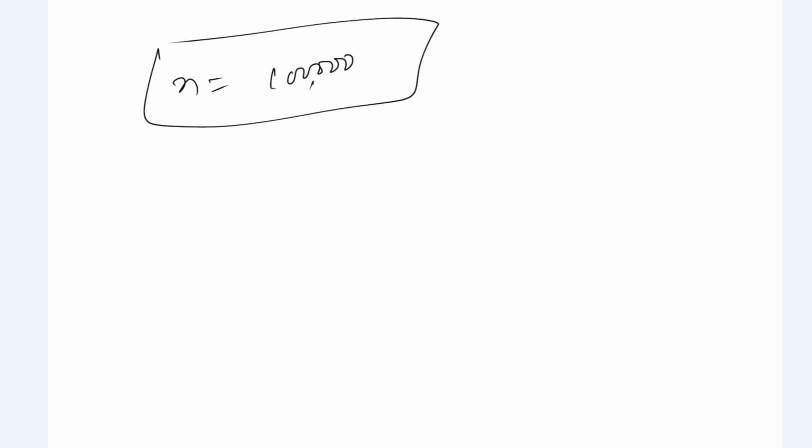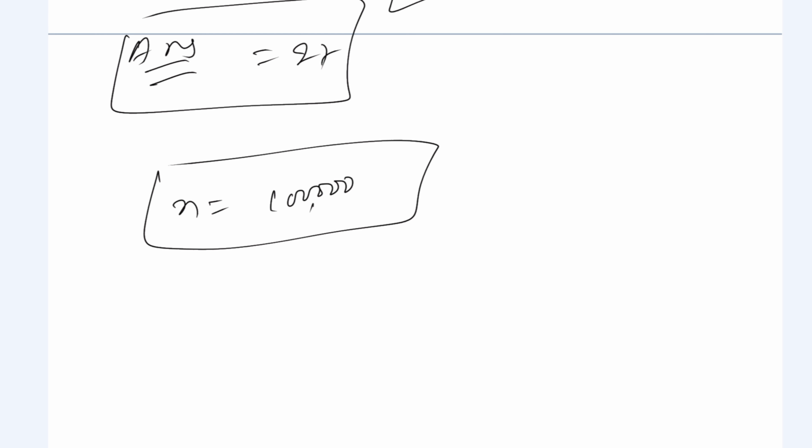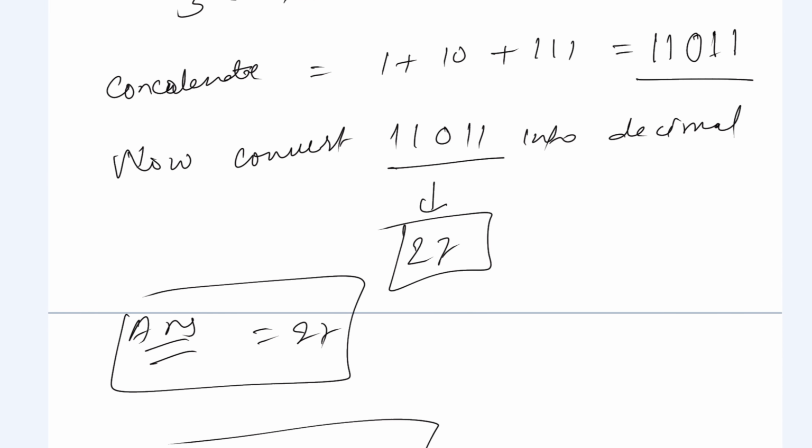Let me tell you how. When we are concatenating the binary numbers, what we are doing here is just shifting the value to this side, the left side, correct? So when we are concatenating binary numbers, we are actually shifting the bits to the left side, and then inserting a new number, right?